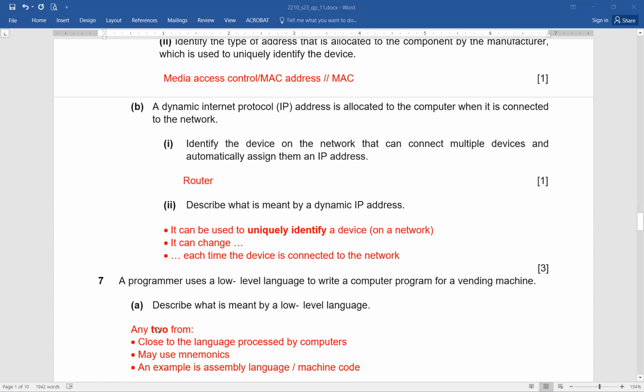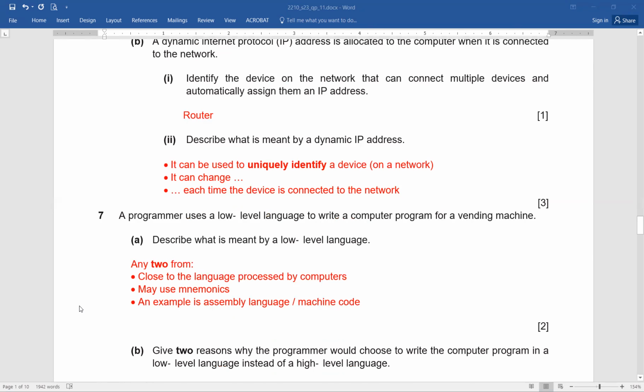Now, a programmer uses a low-level language to write a computer program for a vending machine. Describe what is meant by a low-level language. It's a two-mark question. It's close to the language processed by the computer. It may use mnemonics. An example of a low-level language is assembly language, or machine code. So it is closer to the language processed by the computer, and it may use mnemonics.